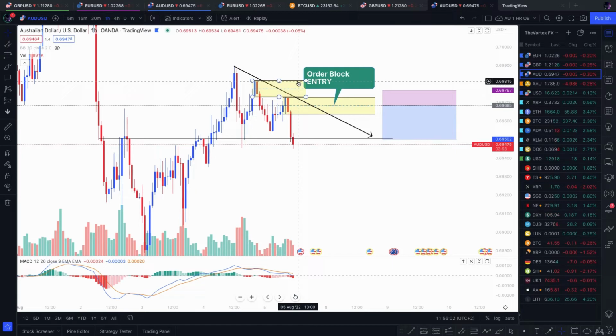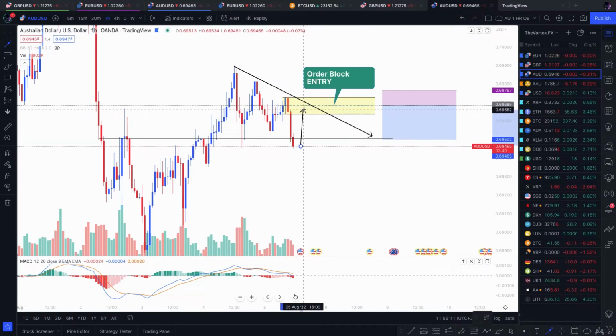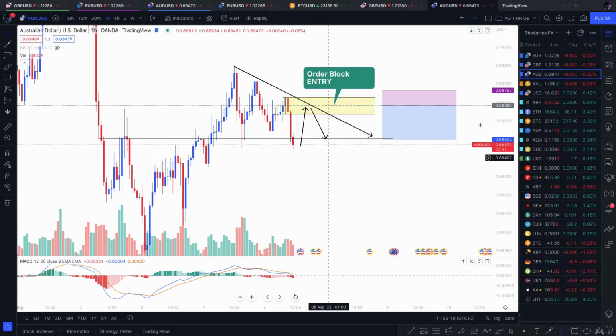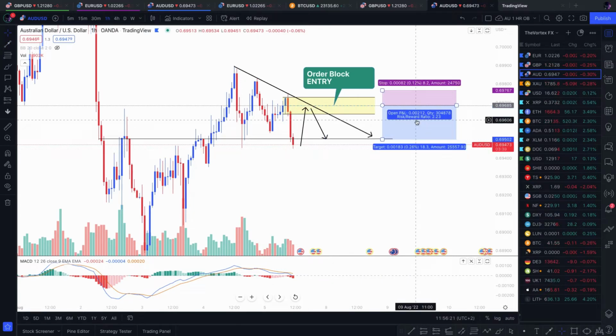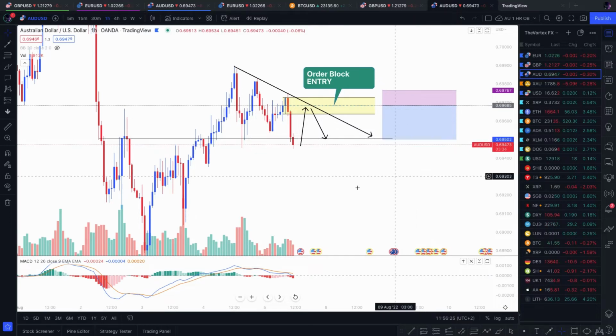And this leads us to our current order block entry right here. This is what I am waiting for. I am waiting for price to retrace back up into this yellow zone before continuing its move further south. Now, I'm only opting for a 1 to 2 risk to reward, which for me is perfect. As most of you know, I am a conservative swing trader.